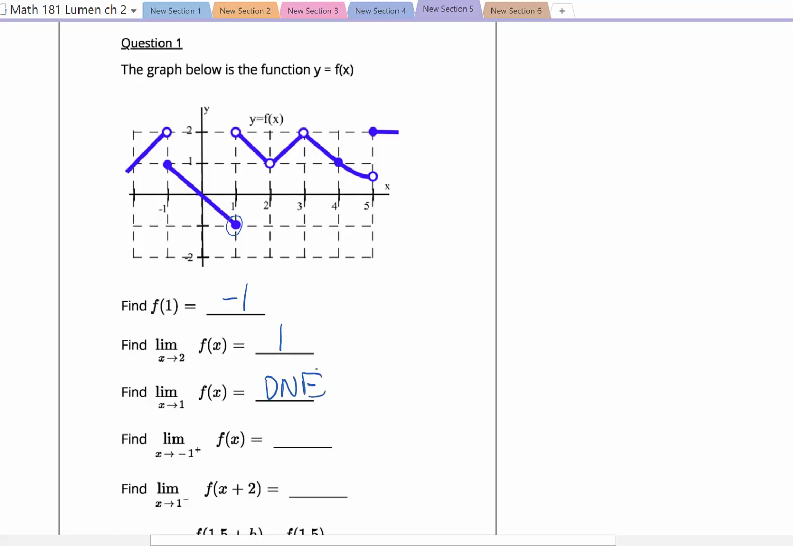However, now we're on -1. The limit as x approaches -1 from the right. From the right, it's this direction here. So we're going along this path here, and that's our value there. So it'll be 1. As x approaches 1 from the left, this is approaching 1 from the left, we're going to get that.